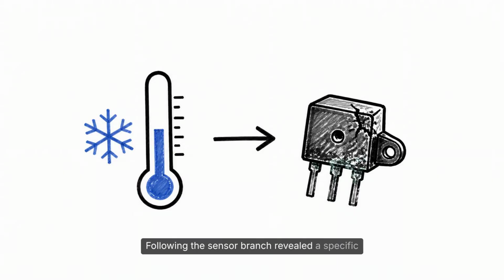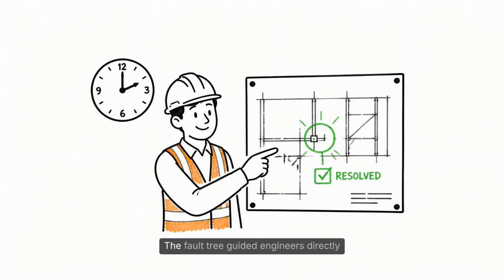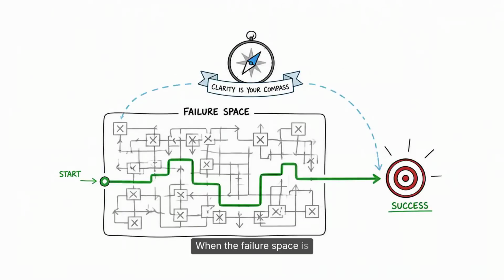Following the sensor branch revealed a specific sensor model that degraded in cold weather. The fault tree guided engineers directly to the physical cause in under 2 hours, with no trial and error. When the failure space is complex, FTA gives you a map.